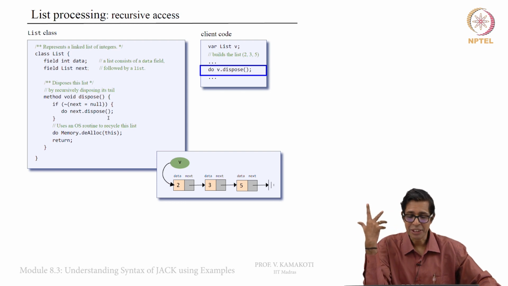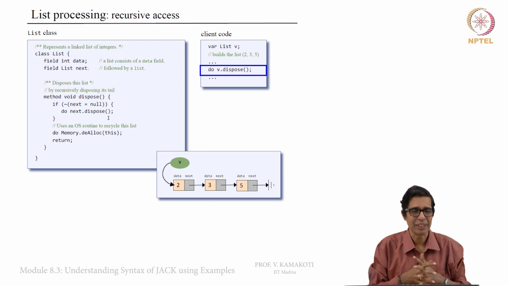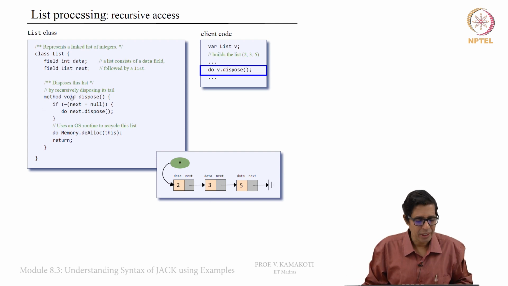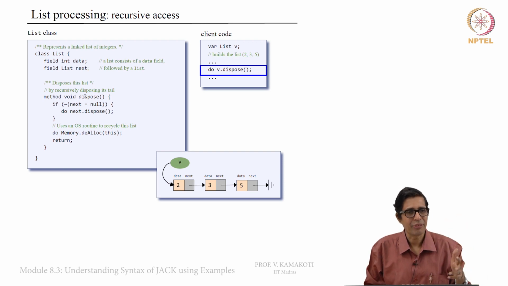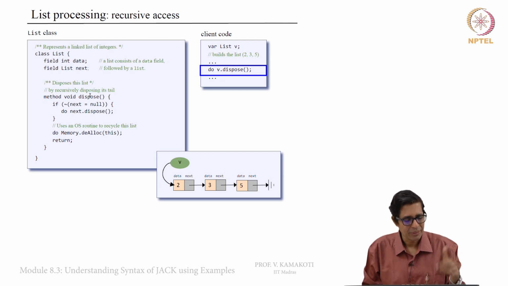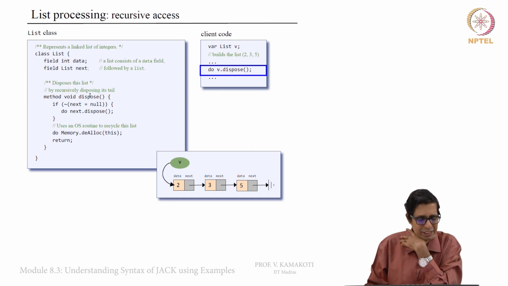The last thing is dispose. Dispose is a very interesting algorithm, and this is a recursive algorithm, as you see. So method void dispose. Again, a method is used when somebody outside can use it with the class. A function is something which is used internally by the class, like GCD in the case is a function. Here dispose is a method, or dispose there also in the case of fraction was a method.